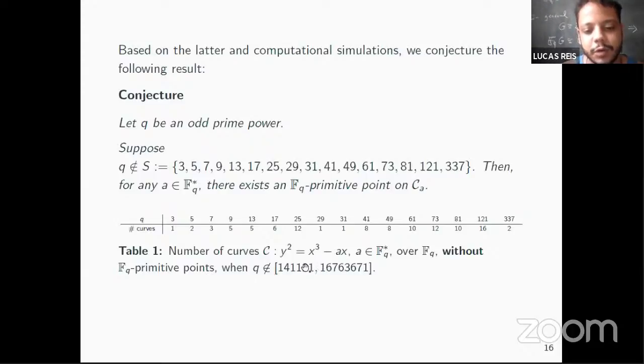From q from 0 to this lower value, we can go straight to computer calculations. And from this upper limit and above, we can prove it mathematically. But for q in between, we don't know what's going on. And basically, the conjecture is focused on this interval. So we have some data, actually. For these values of q, we have the exact number of a's not yielding an Fq-primitive point.